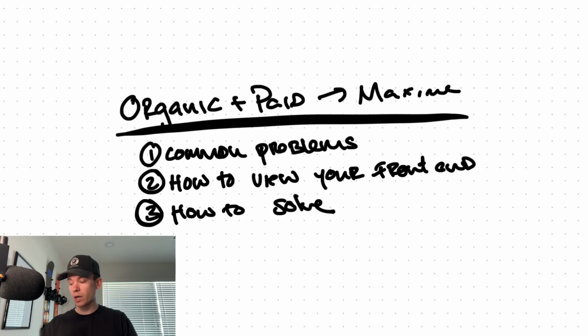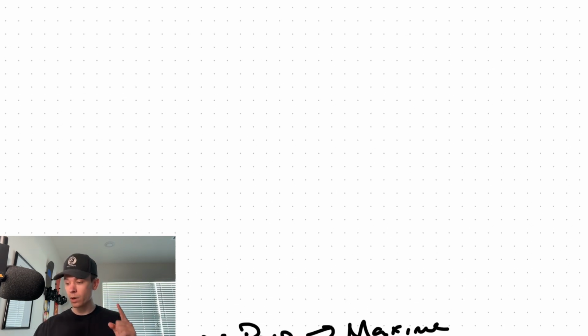And so in this video, we're going to cover the common problems that we see with people running paid ads and running organic, how to view your entire front end of the business because your organic content and your paid ads support each other in the front end sales process, and then how to actually go about solving, implementing, and improving how the two sync together. So number one, what are the most common problems?